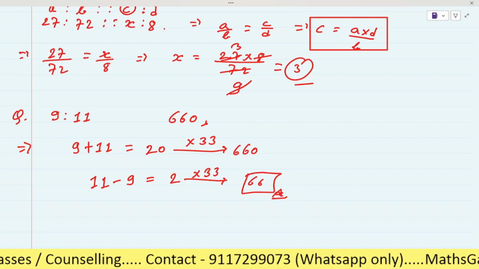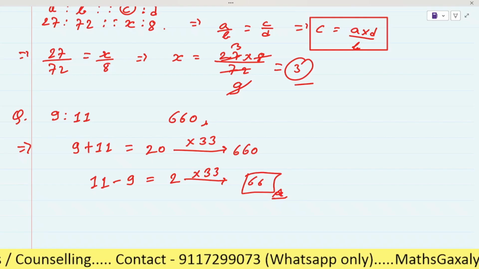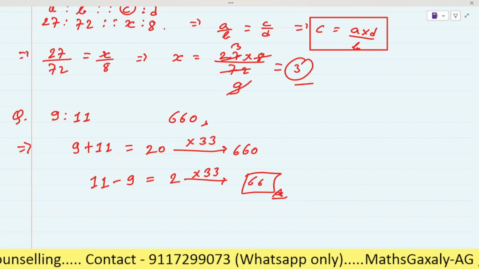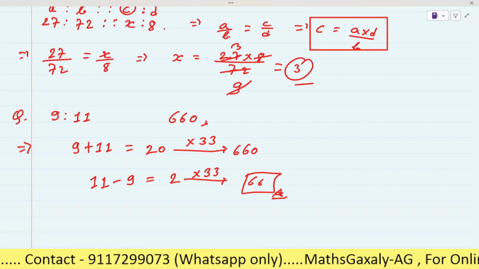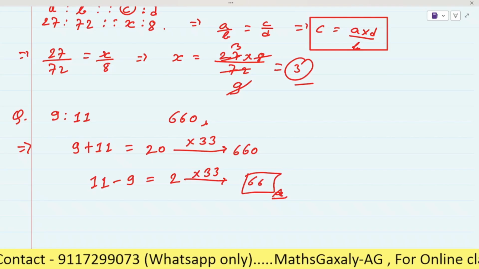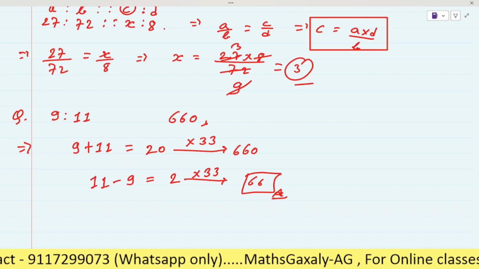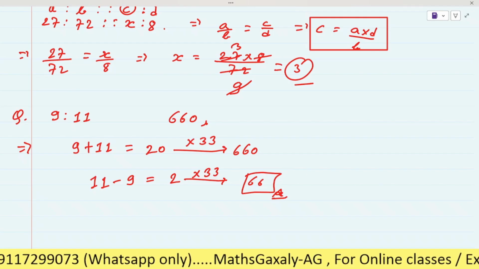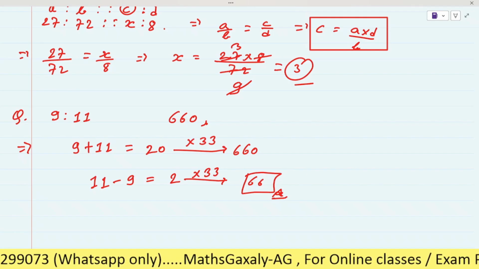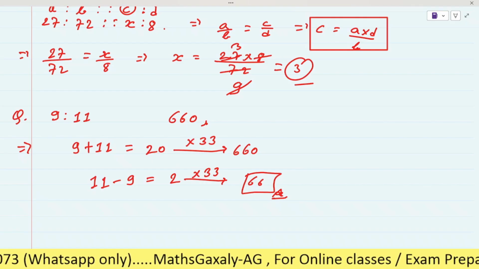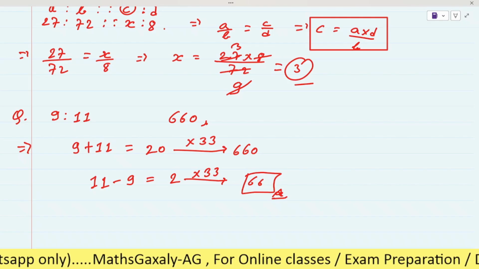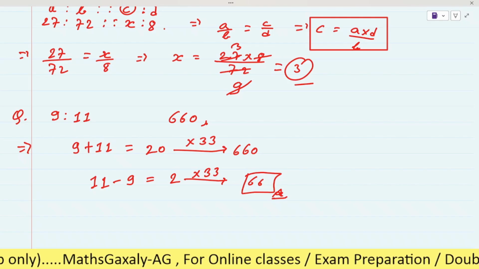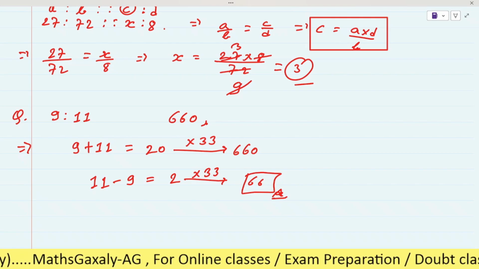And after doing more and more practice, I think in this type of question there is no need of pen and pencil, right? So you can easily do it. 9 plus 11, it is 20. As we can see here, 20 and 660, which is 33 times. And here we have to find the difference. So 11 minus 9, it is 2. So 2 into 33, it is 66.